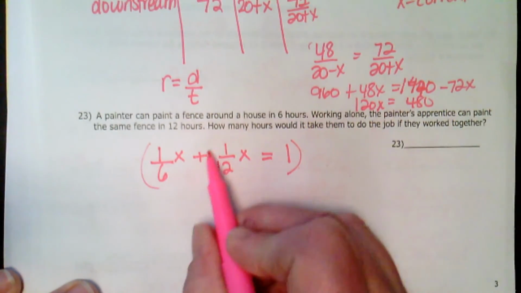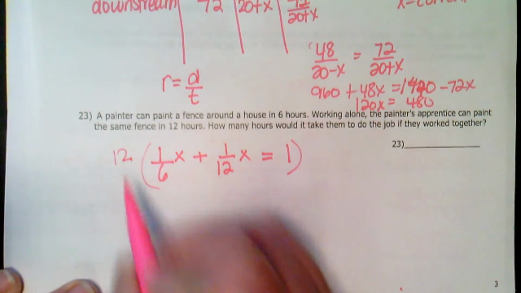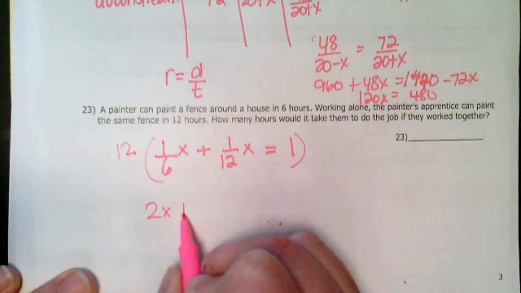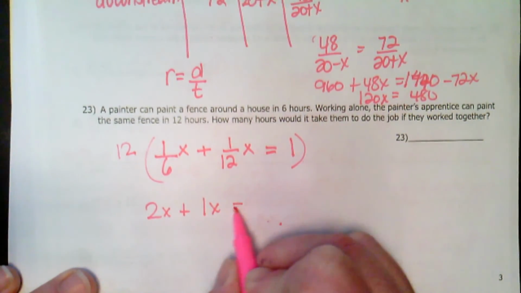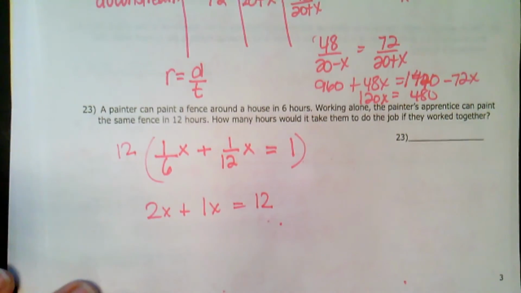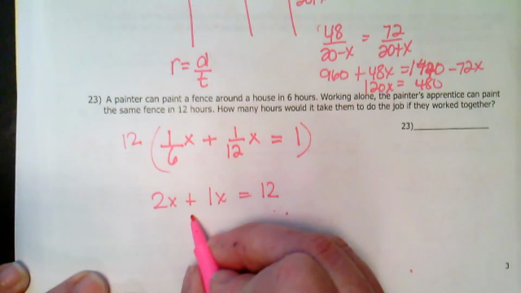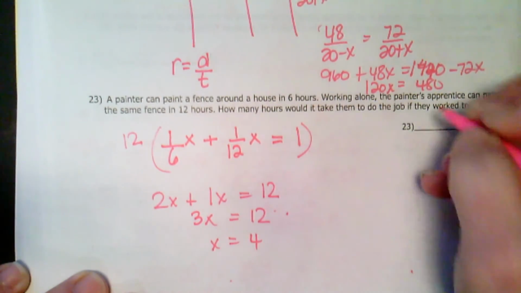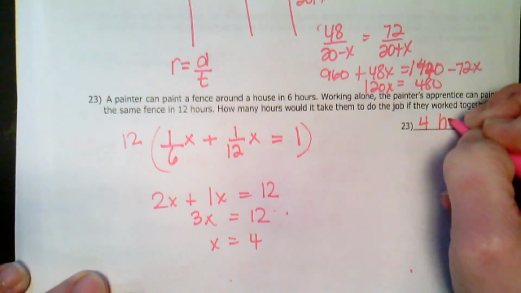Now I have that fraction that I want to get rid of, so I'm going to multiply everything by 12. This leaves me with 2x, and this leaves me with 1x, and then don't forget you also multiply your last one by 12. Combine like terms, and I get 4, so if we work together we can do it in 4 hours.